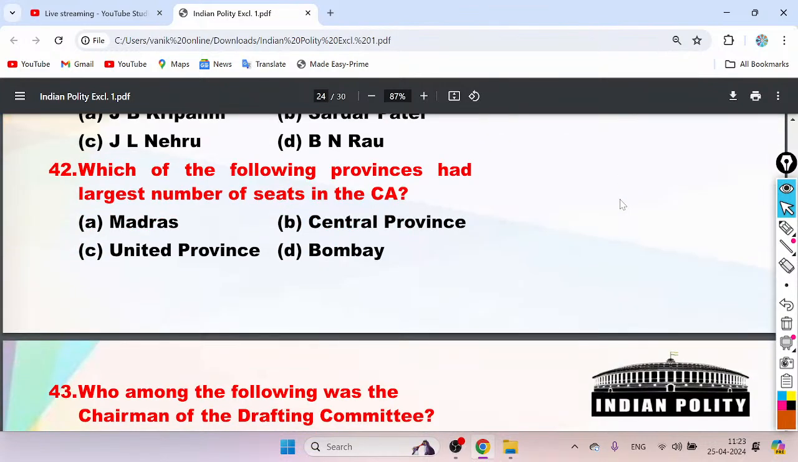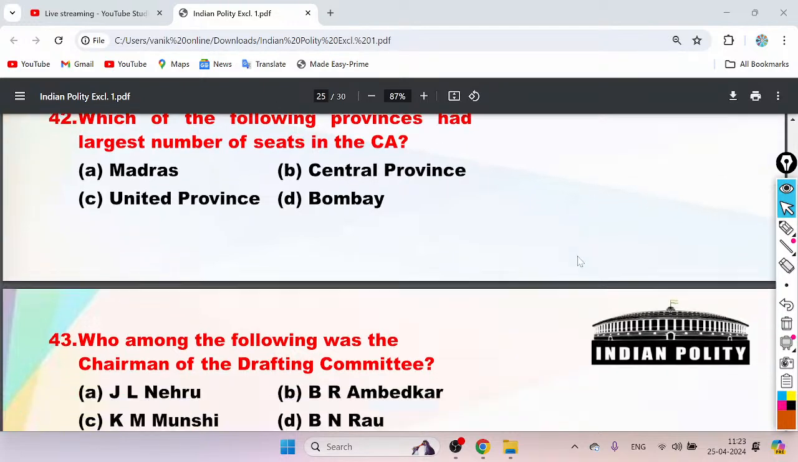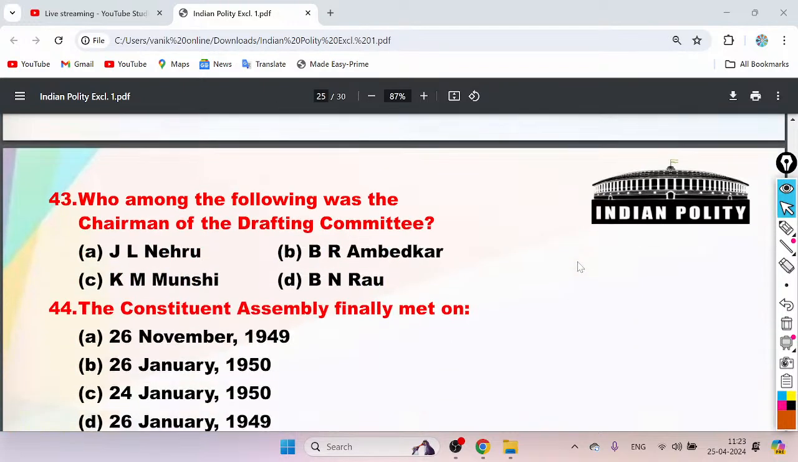Which of the following provinces had the largest number of members in the Constituent Assembly? That is United Provinces. C. Who among the following was the chairman of the drafting committee?